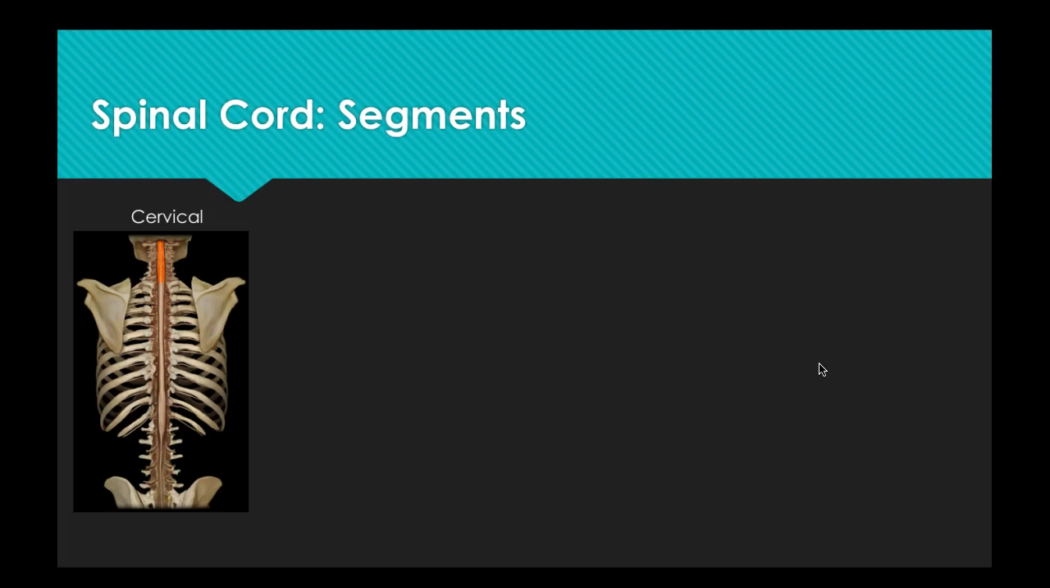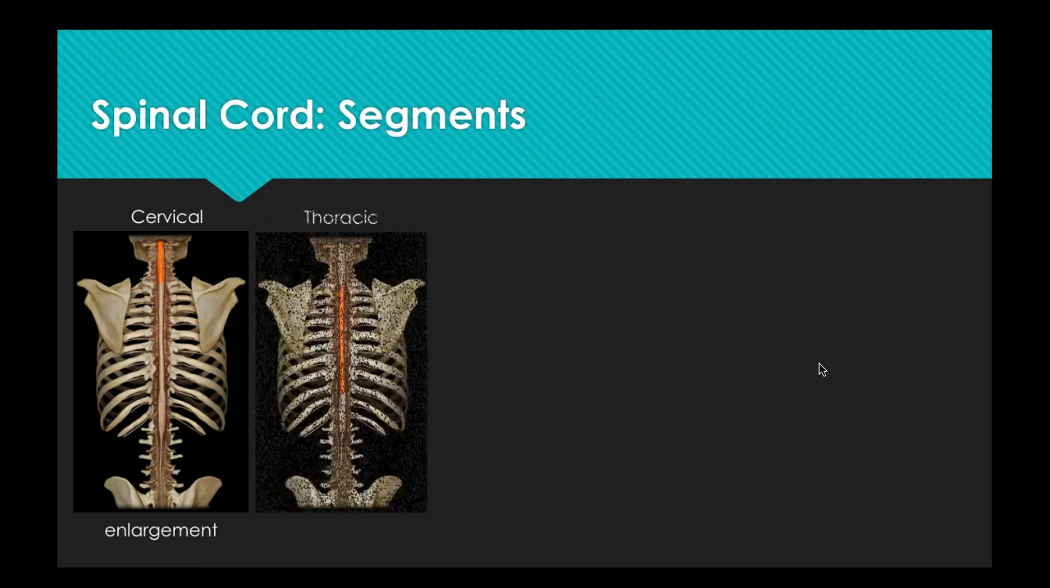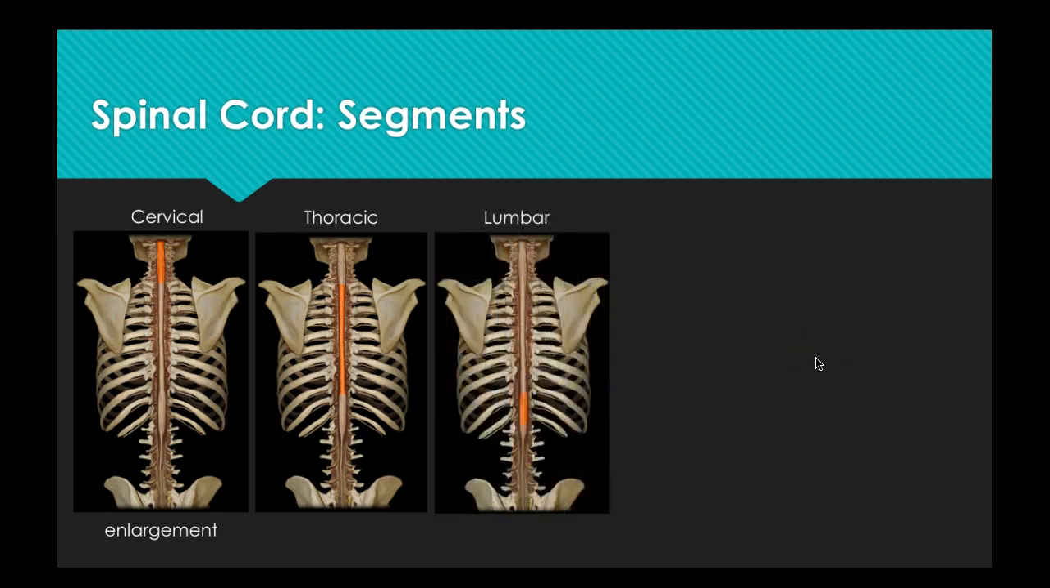Here we have the cervical segment, and remember that this is an enlargement. We have our thoracic segment, which you see starting at rib number 1 and extending almost down to about 10th rib. And then more inferiorly, we have the lumbar segment, which spans pretty much from the regions where you would find ribs number 11 and 12.